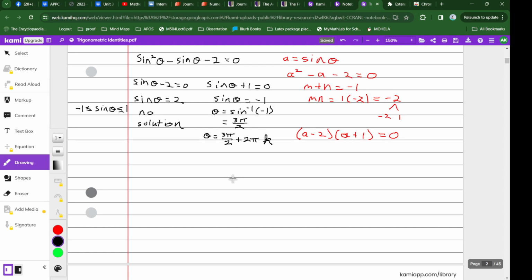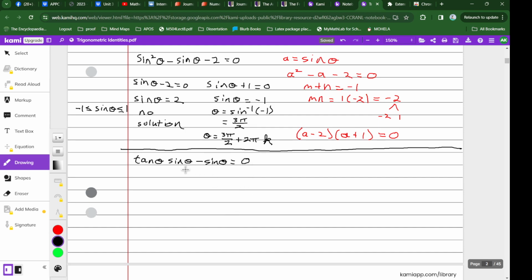And we're going to look at one more, which I should be able to fit here on this page as well. And that's going to be tan theta sine theta minus sine theta equals 0.